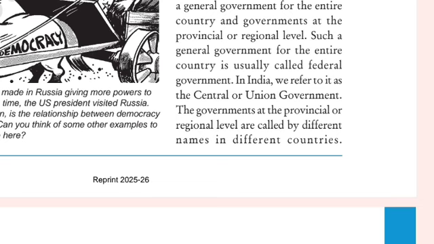Now the second form is the vertical division of power, which is also known as federal division of power. Power can be shared among governments at different levels. In the first point we read about horizontal power sharing, meaning at the same level: legislature, executive and judiciary were all at the same, horizontal level. But in this form of power sharing, different levels will be there. As we move downwards, the power will decrease among central government, state government and then local government. So this division is known as vertical division of power.